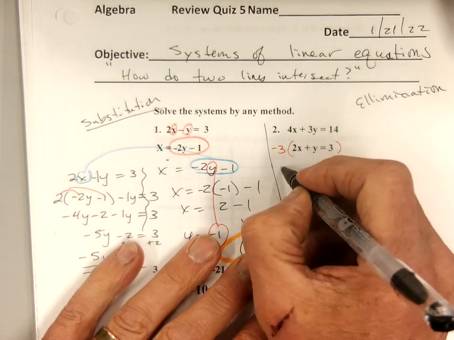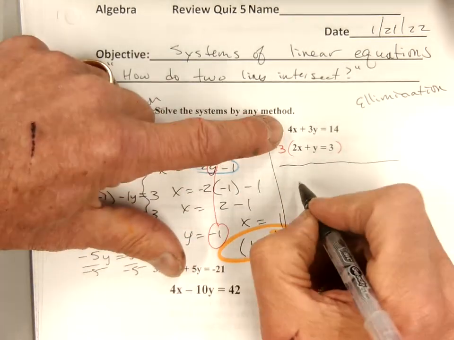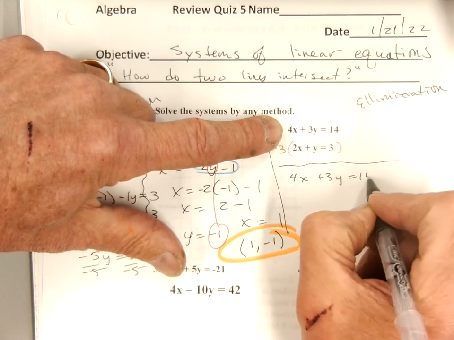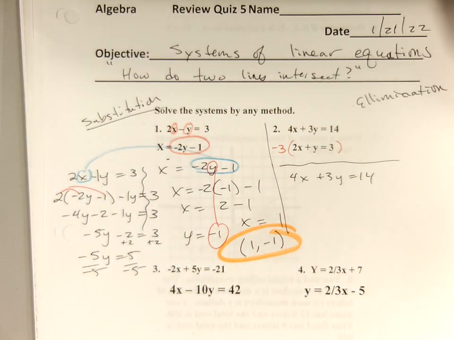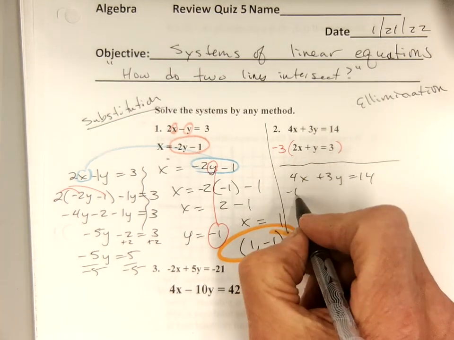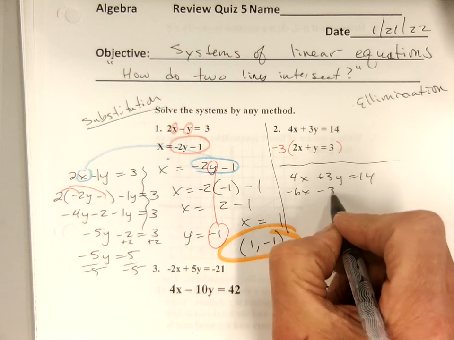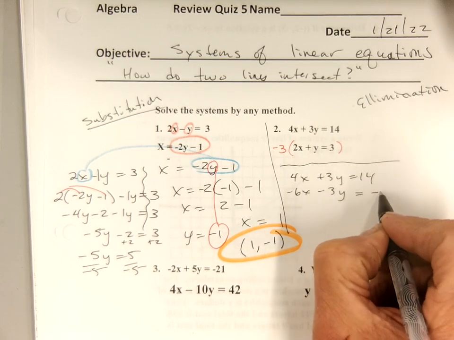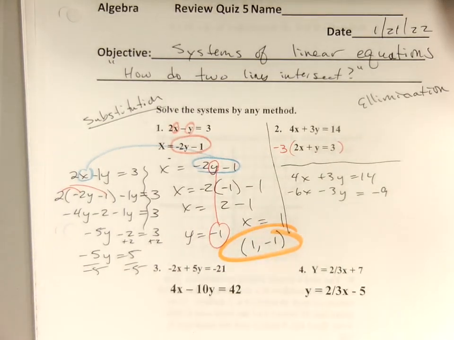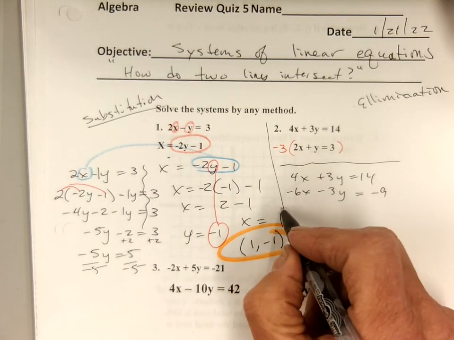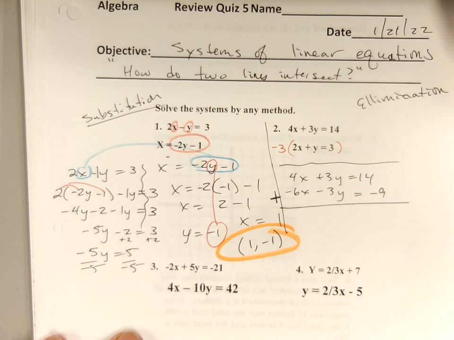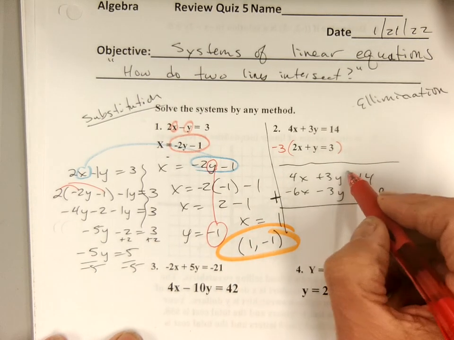Okay, so let me rewrite both equations. I'm going to rewrite my 4x plus 3y equals 14, okay? And now I'm going to change the second equation so it eliminates. So I'll get a negative 6x minus 3y equals negative 9, okay? Multiply everything by that negative 3. So now, if I were to add these two, my y's will eliminate. So, good. Boom, boom, gone.